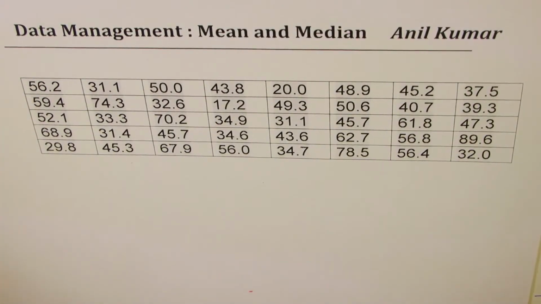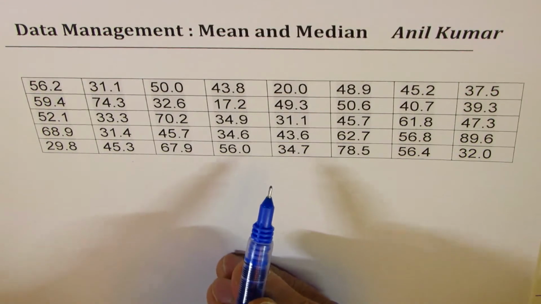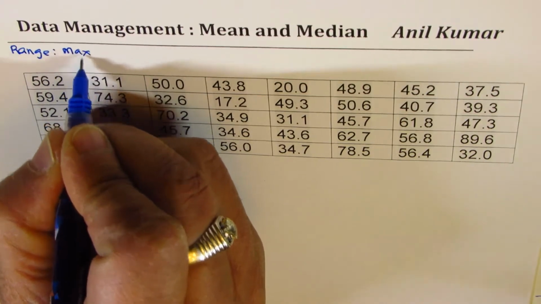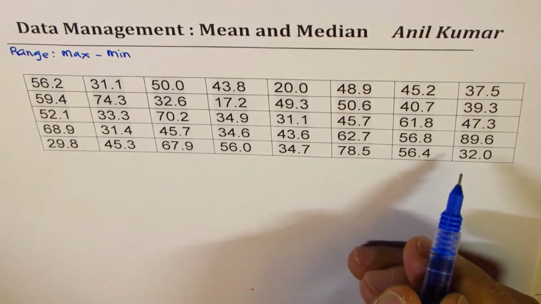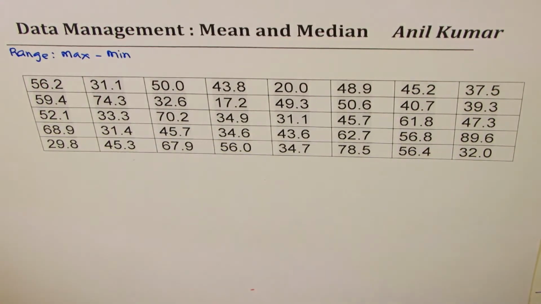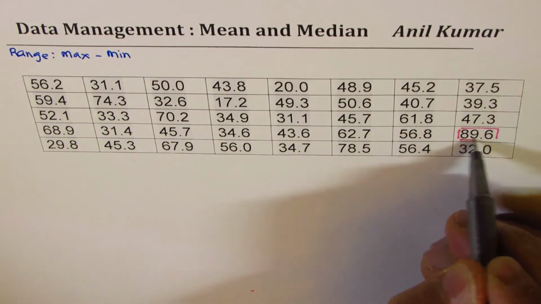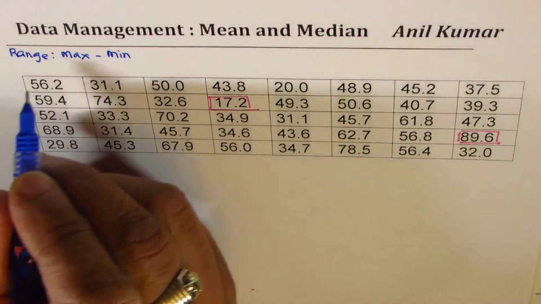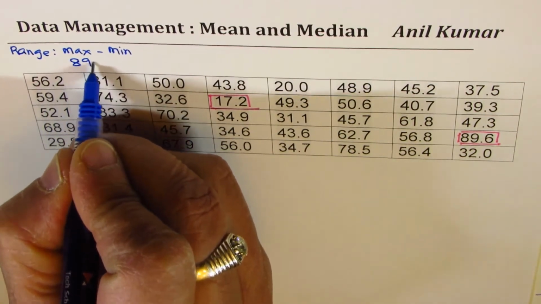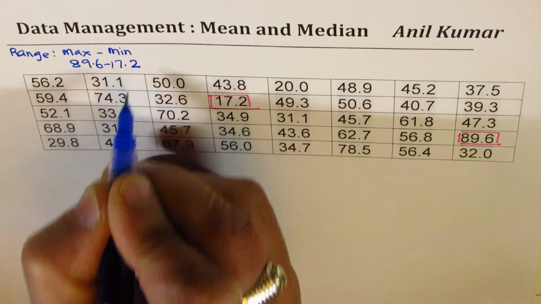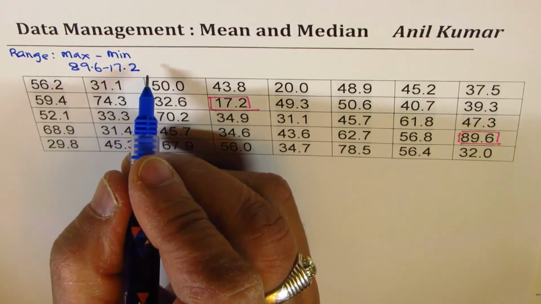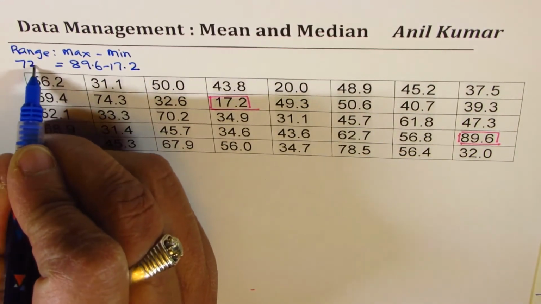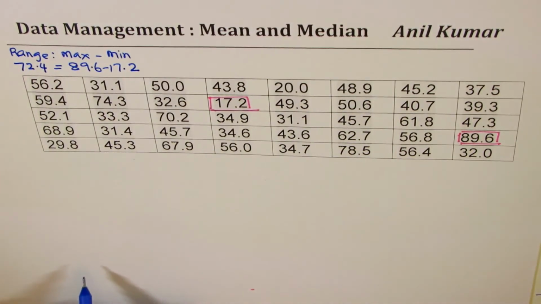So now we'll find group mean and median from the same given data. We know the range. Range is maximum minus minimum, correct? And in our case, the maximum value is 89.6. Let me highlight that. And the minimum is 17.2. So which is 89.6 minus 17.2. And we found this to be 72.4, right? So this range is equal to 72.4. Okay? So that is what we calculated.